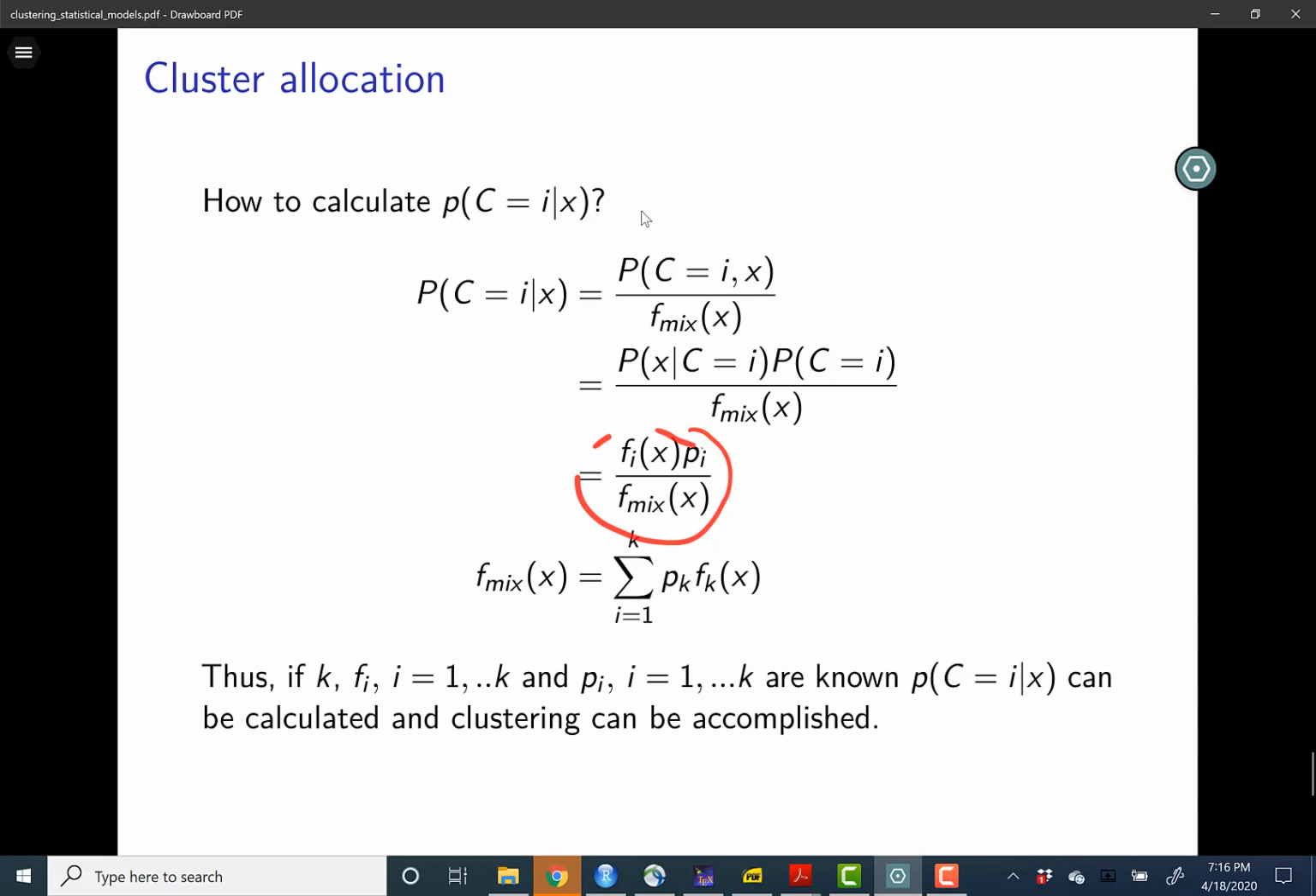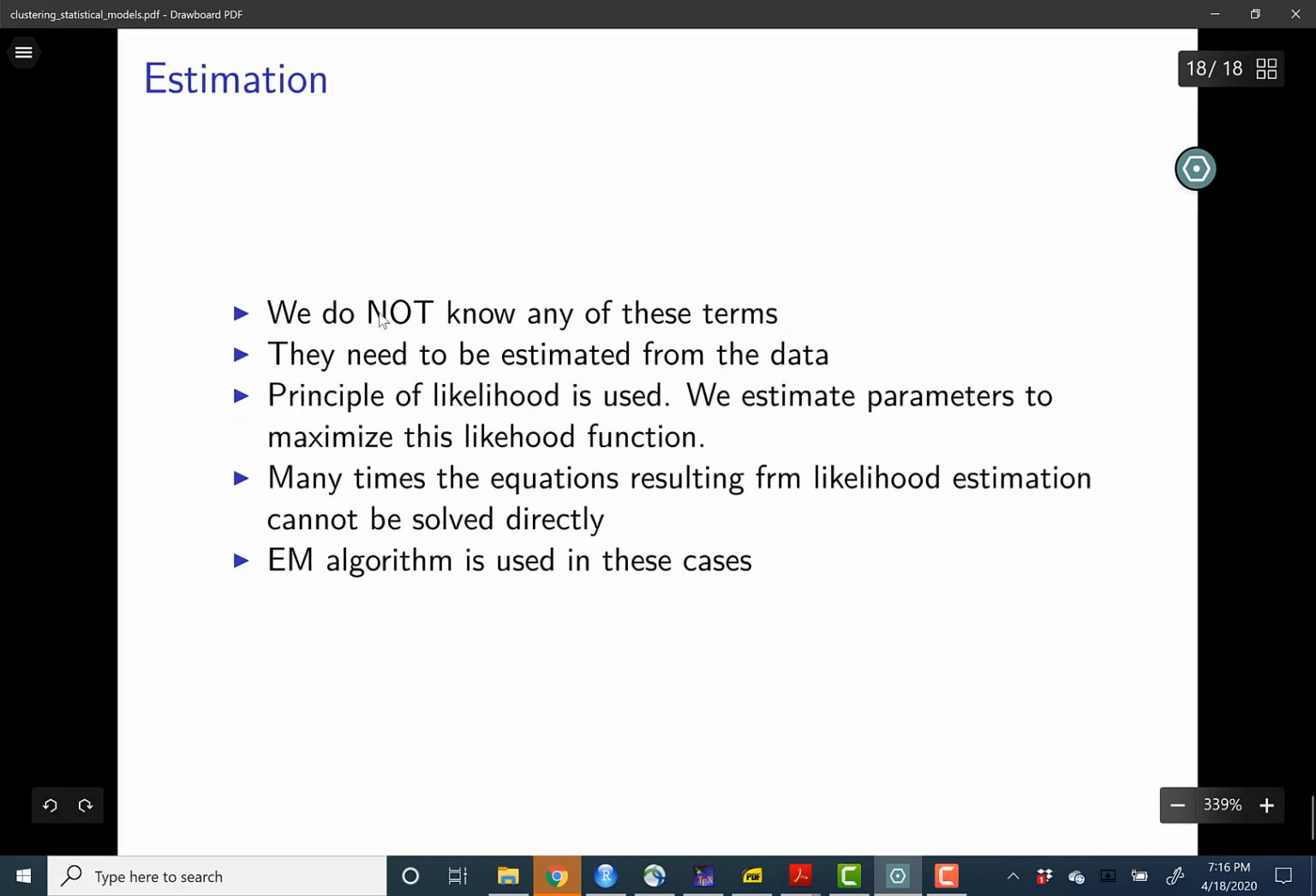Okay, but there's another problem, right? We don't really know any of these terms. We do not know any of these. We just have a bunch of data. We don't know how many clusters there are. We don't know what distributions they come from. Even if we did know, say everything comes from a normal distribution, we don't know the means, we don't know the standard deviations or the variances. We know nothing, right? So how do we determine all of these many unknowns just from a data set? So you can see how this is much more complicated than k-means clustering.